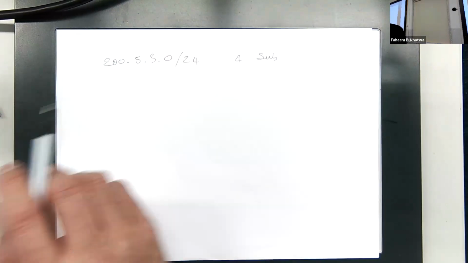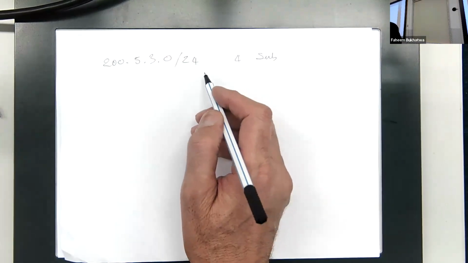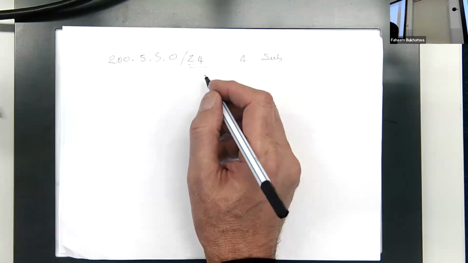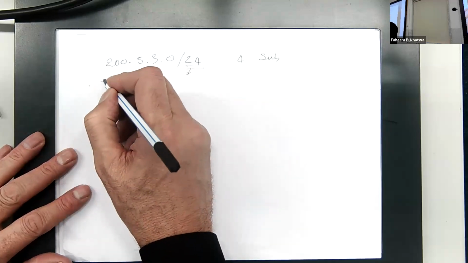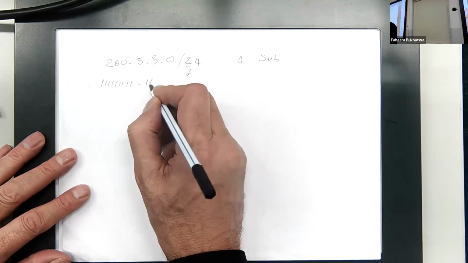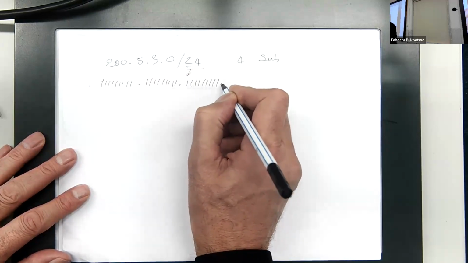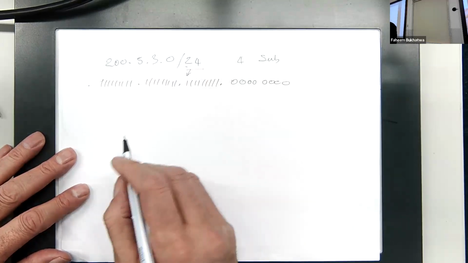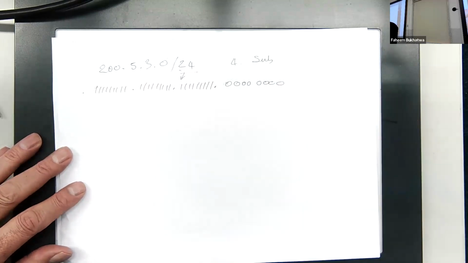First thing, with the instructions: get the IP address, we have it, get the mask and the number of subnets. Determine the number of bits needed. So first, let's turn the mask into binary. It's 8 bits, dot, that's 8, 8, 24, and then 8 zeros.